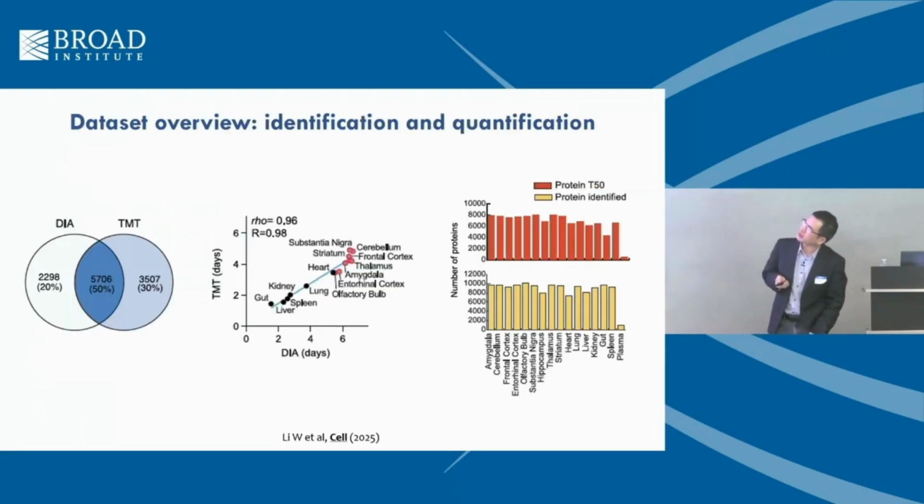So here you can see a data overview. Basically, DIA and TMT agree a lot with each other if you look at the average lifetime quantified by both methods, with R of 0.98. And we can quantify about 8,000 proteins in these brain regions with their turnover. And for the identification, we actually can do even better.